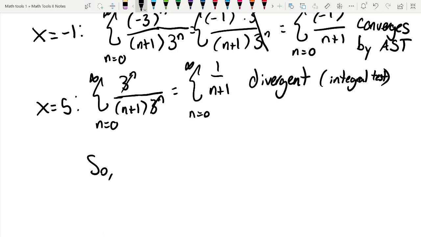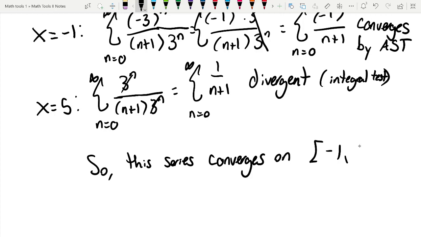So this series converges on negative 1 to 5. And we would still say that the radius of convergence is 3. The endpoints aren't going to affect the radius of convergence. And remember, the radius would be half the length of the interval. So this interval has length 6, so the radius would be 3.